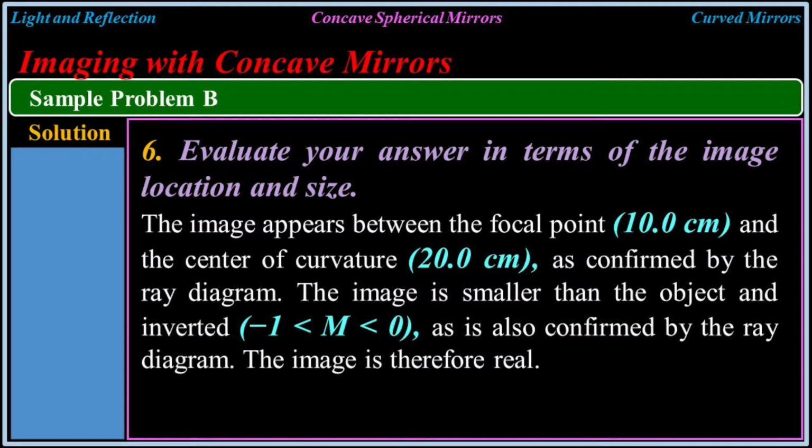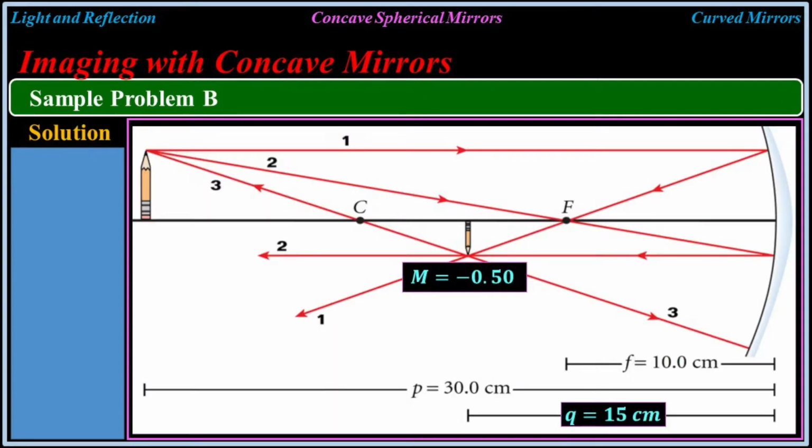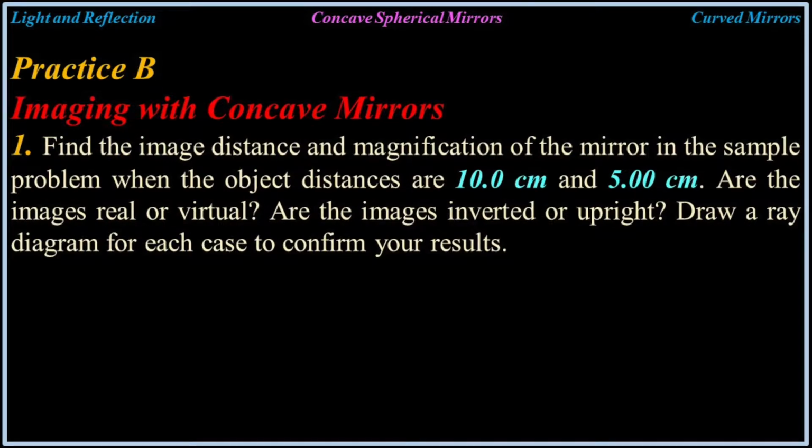The image appears between the focal point, 10 centimeters, and the center of curvature, 20 centimeters, as confirmed by the ray diagram. The image is smaller than the object and inverted, as is also confirmed by the ray diagram. The image is therefore real. And there's the interpretation of the ray diagram. Study it carefully. Put it on pause if necessary.